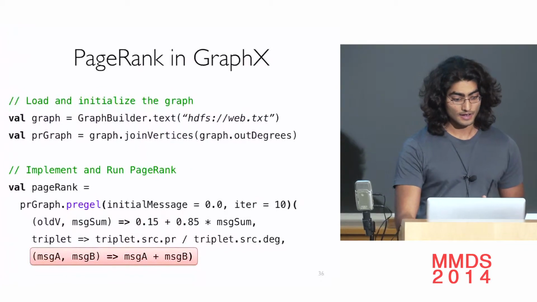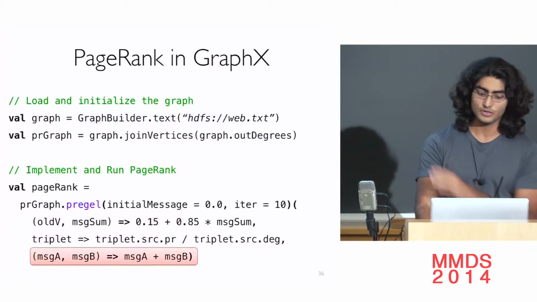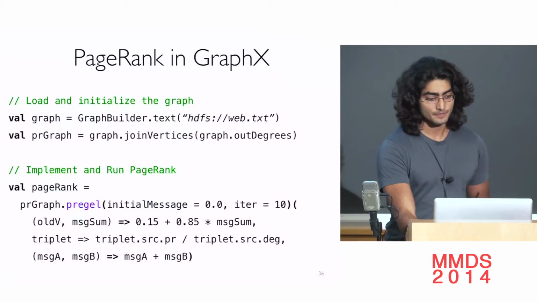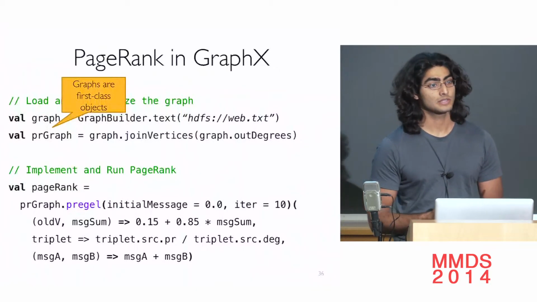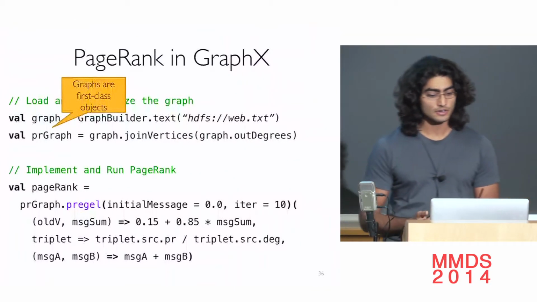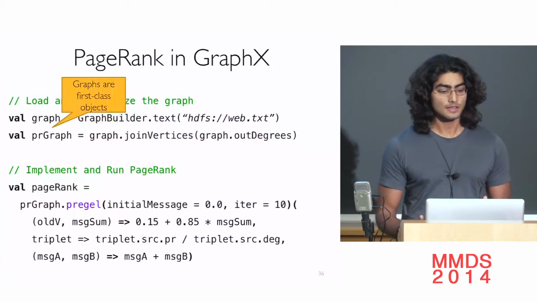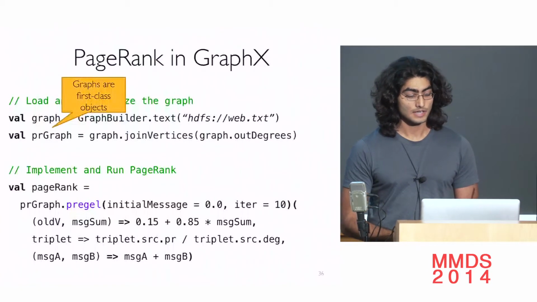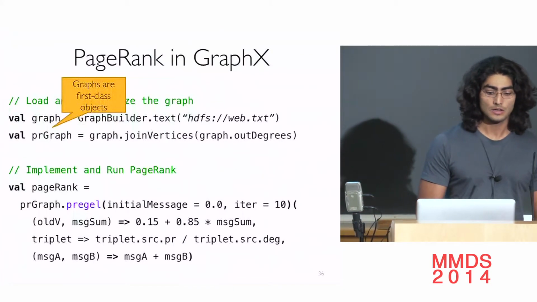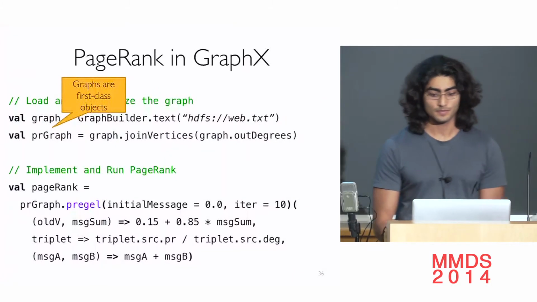Something to note here is that graphs are first-class objects within GraphX, meaning that you can have more than one at a time and pass them around like any other object. In contrast, specialized systems like GraphLab only let you operate on one graph at a time.